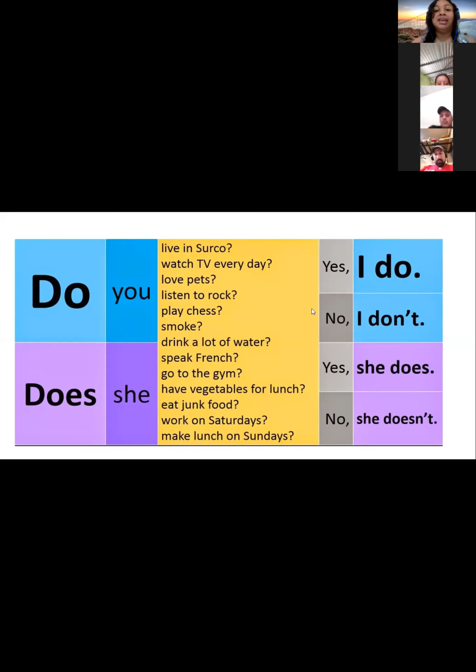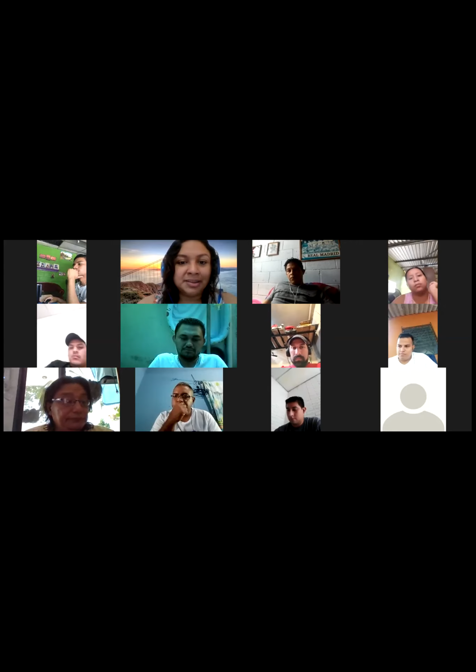There you go. Okay. This is the structure for action verbs, verbos de acción, okay? Drink, listen to music, drive, swim, okay? Any action verb, we use this structure. Okay, what are the instructions for the next activity and the last activity of today's class?